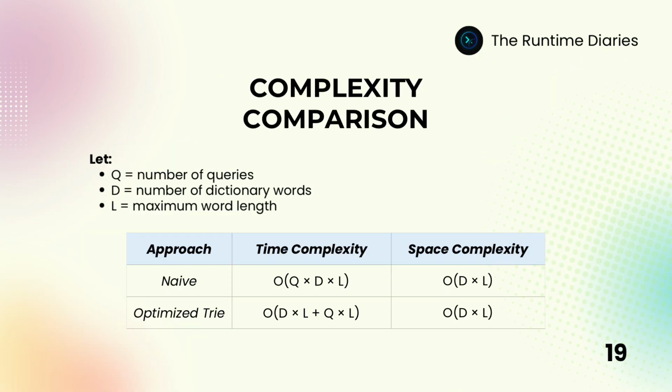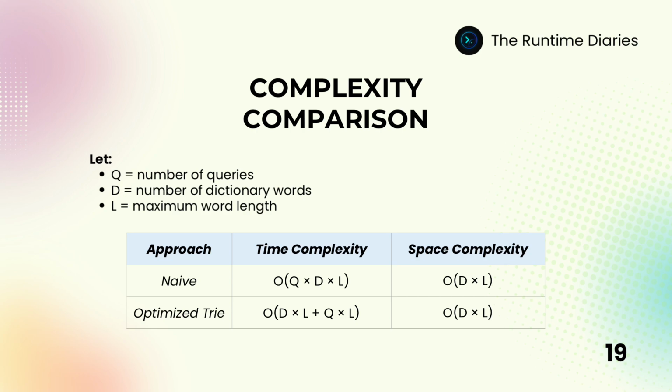Let's compare the naive approach to the optimized approach. Here's the naive approach. Our build time is O(1) because we just store the list. Per query is O(D times L). We scan all D words, comparing L characters each, which gives us a total of O(Q times D times L). Our optimized trie approach gave us a build time of O(D times L). We insert D words of length up to L into the trie. Per query, O(L). We walk at most L steps in the trie, giving us a total of O(D times L plus Q times L).